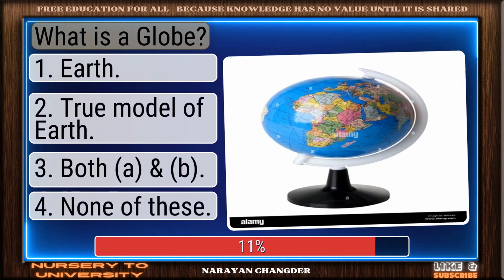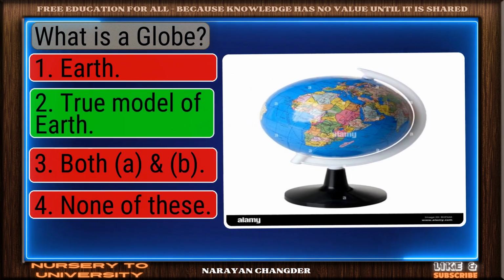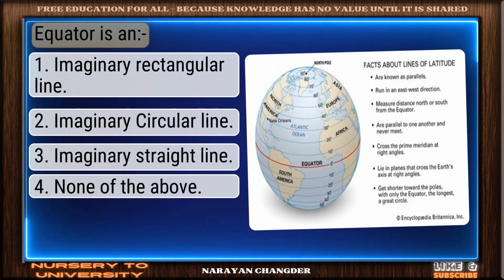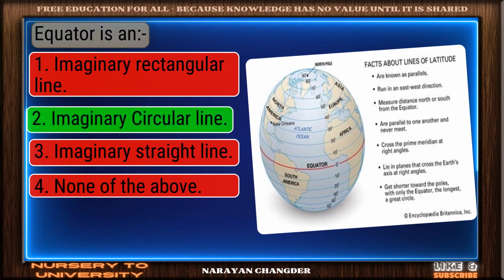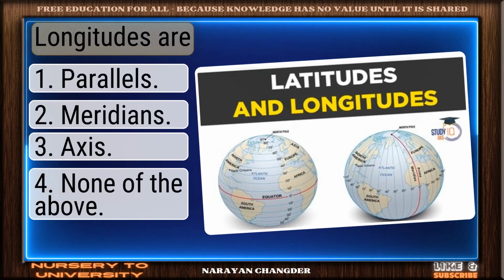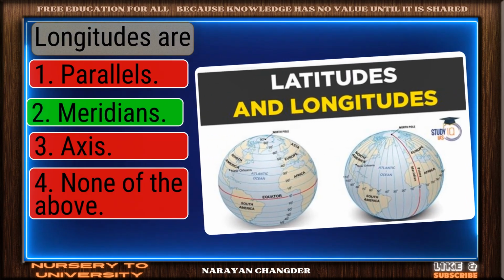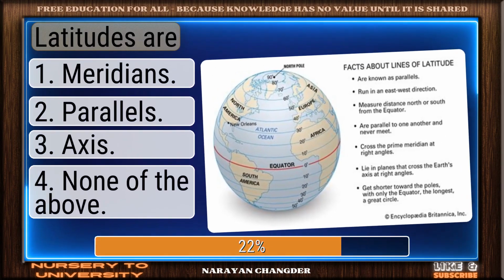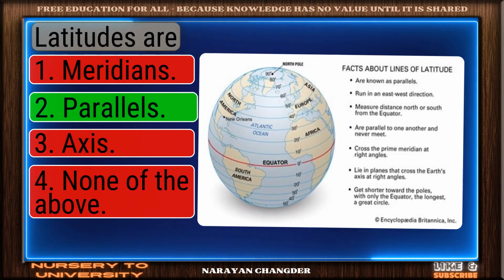What is a globe? Exactly. True model of Earth makes sense, and it is the right choice. Equator is an. Good job. Your answer imaginary circular line works well here. Longitudes are. Good thinking. Meridians is the right answer. Latitudes are. On track. Parallels is the correct answer.